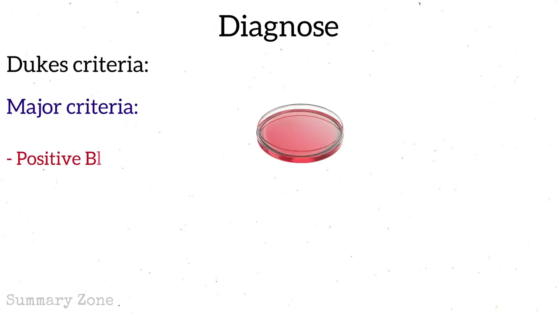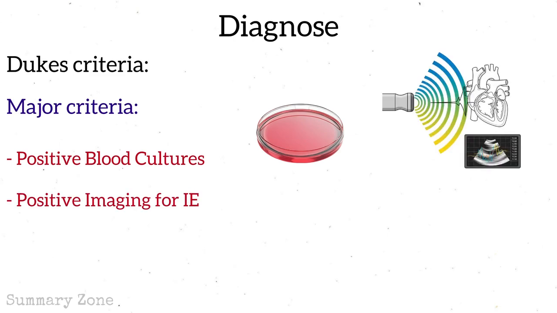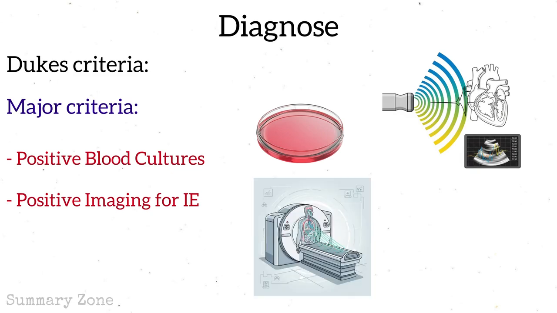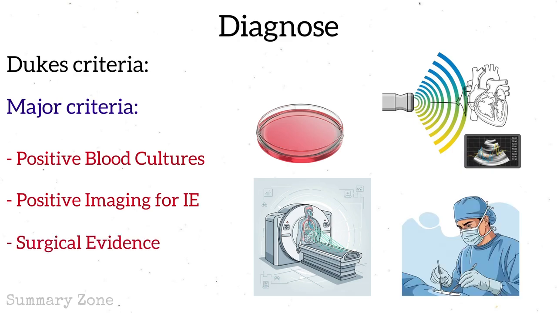How do we reach a diagnosis? We depend on what's called Duke's criteria. Positive blood cultures, still key for identifying the causative organism. Positive imaging for IE, it's no longer just about the echocardiogram. The new guidelines have elevated findings on cardiac CT scans and 18F-FDG PET CT scans to a major criterion. This is incredibly important for tricky cases, like infections on prosthetic valves. Surgical evidence. What a surgeon sees during an operation can now be used as a major criterion.